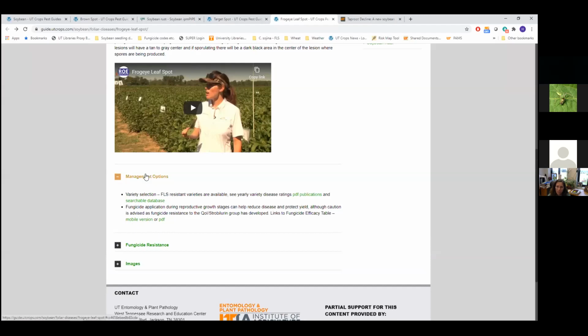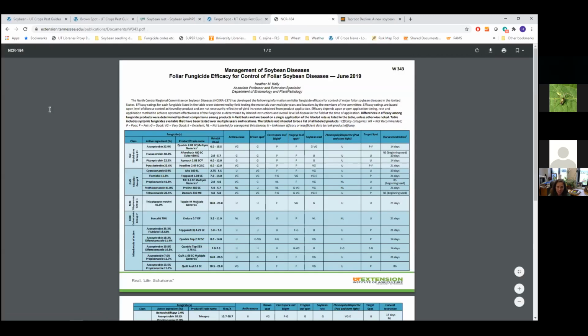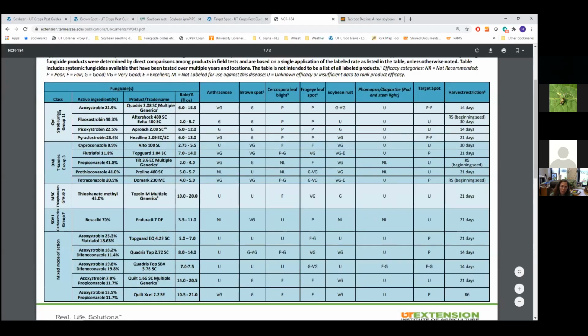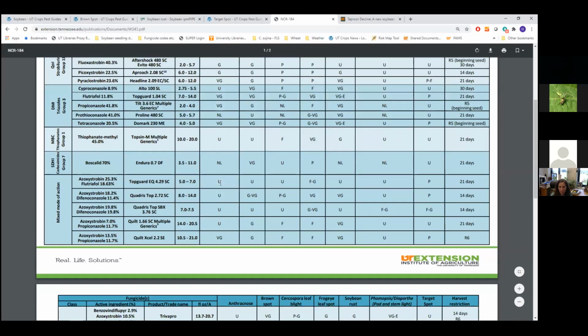And so again, if you go to management options, here it talks about making sure you're looking at the right varieties. We have really great varieties that are really pretty much resistant or tolerant to frog eye leaf spot. And then you also have our fungicide efficacy table that gets updated yearly. And so I'll zoom in just a little bit here. So we have them grouped. So here's our solo QOIs that we don't recommend going out by themselves, but you could make your own premix with these and mix them with a DMI or your thiophanate methyl. And then you have a bunch of mixed modes of action out there.